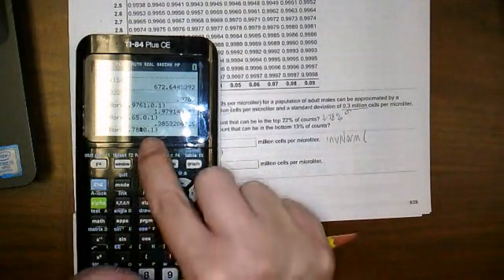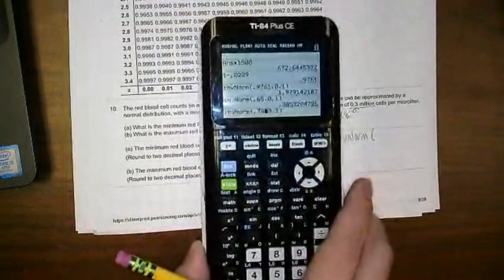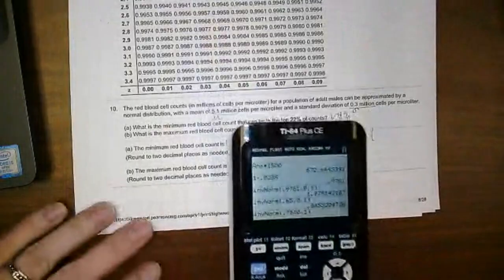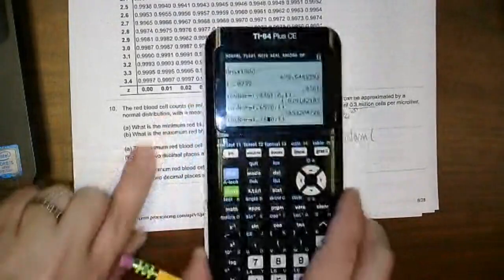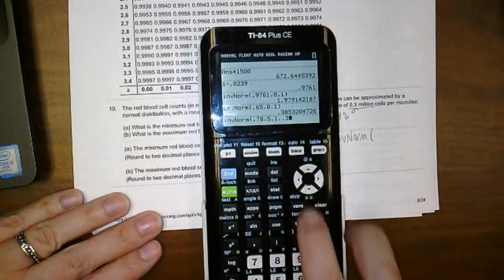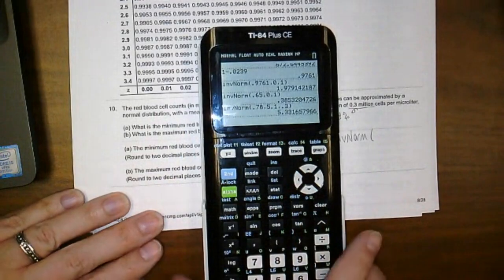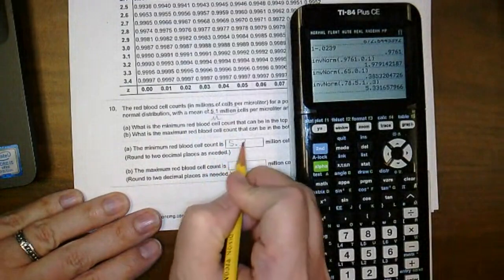Okay, but this time instead of a mean of 0 and a standard deviation of 1, I have a mean of 5.1 and a standard deviation of 0.3. So that gives me 5.33.